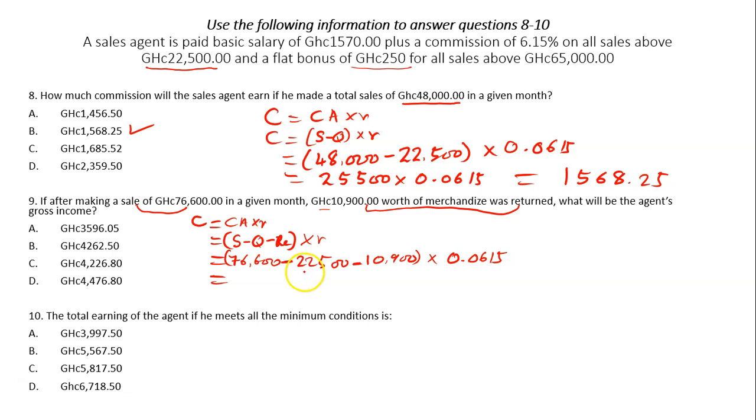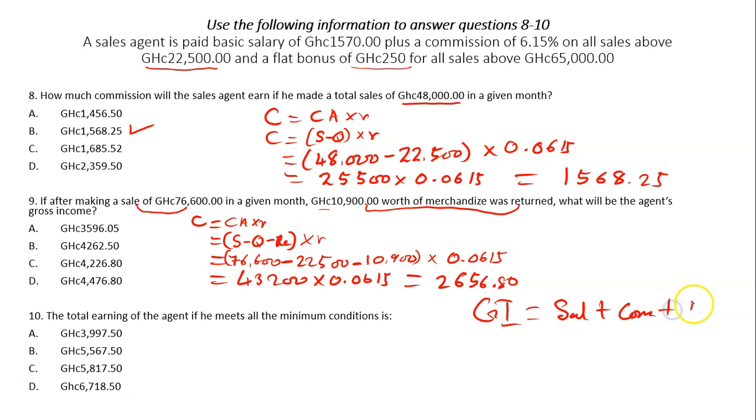So this will give us 76,600 minus 22,500 minus 10,900. You get 43,200 times 0.0615, isn't it? So when you multiply, you get 2,656.80. So the gross income should be equal to the salary plus commission plus bonus, in case it qualifies for a bonus. So what was the salary? The salary is 1,570 Ghana cedis.